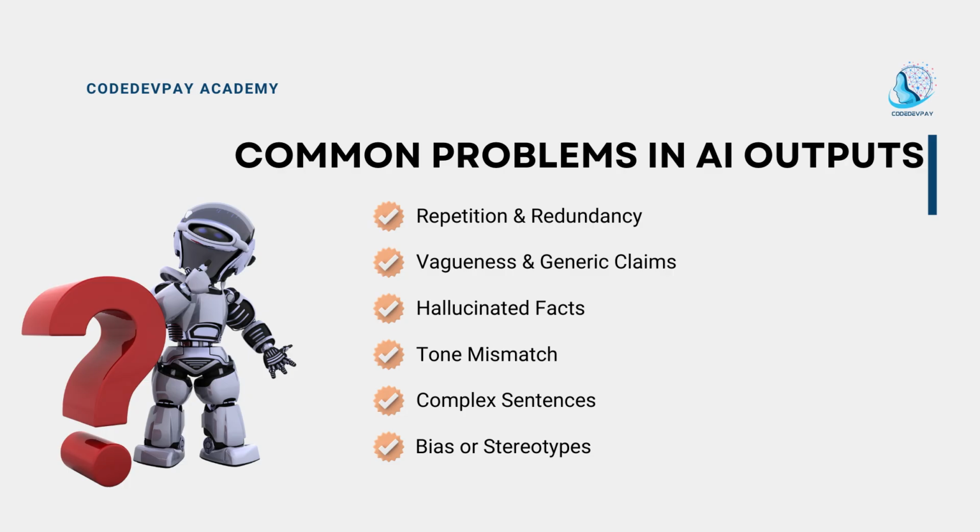And the last one is bias or stereotypes. Mostly the outputs that we get from AI are based on their training data, the data that has been fed to train that AI model. So if there are biases or stereotypes in that data, these can reflect in the output that we get from that AI model. So to correct this, you reframe the prompt with inclusive language.